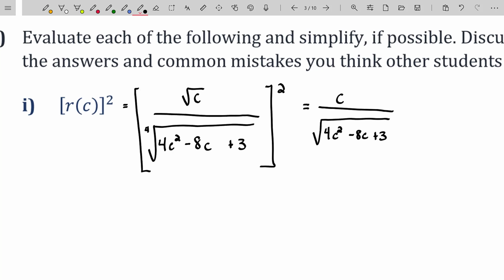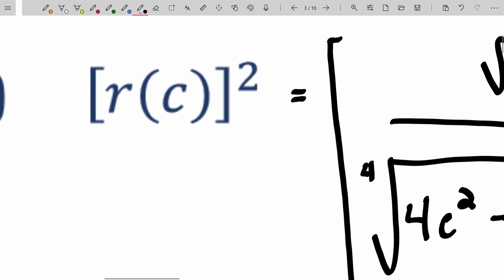Generally, students don't do too terribly on this unless they're new to algebra, and then they end up only applying the square on the c, and they plug in c squared. But that's not what the square is touching. It's touching r of c. So you're going to take your function and then square that.